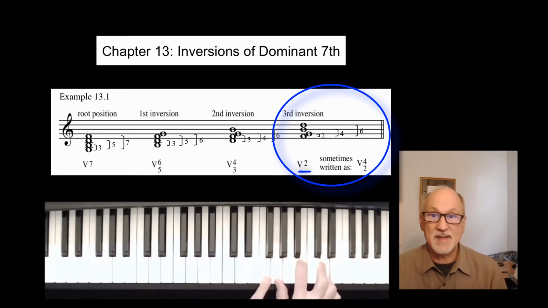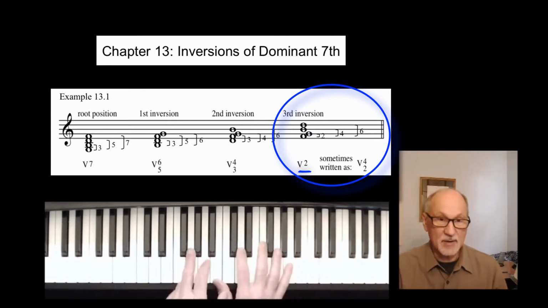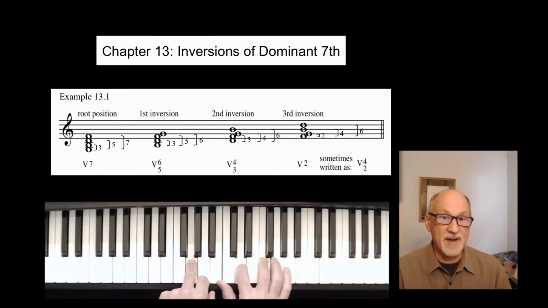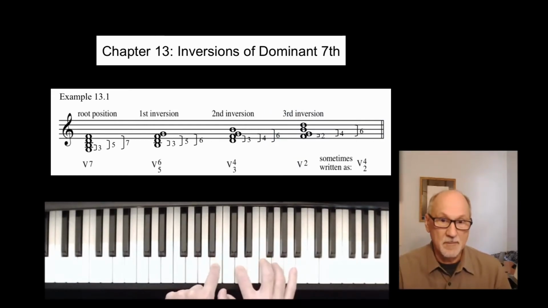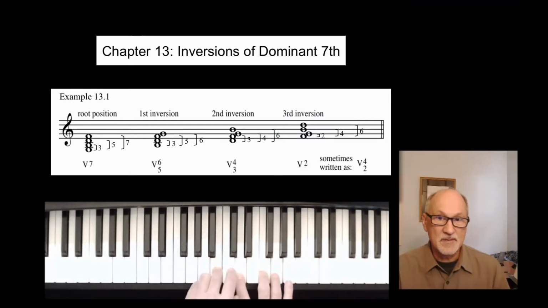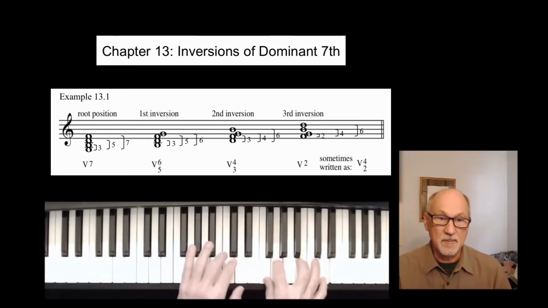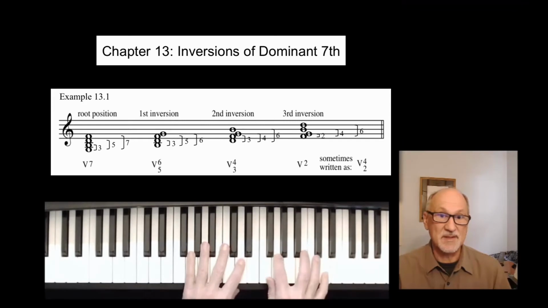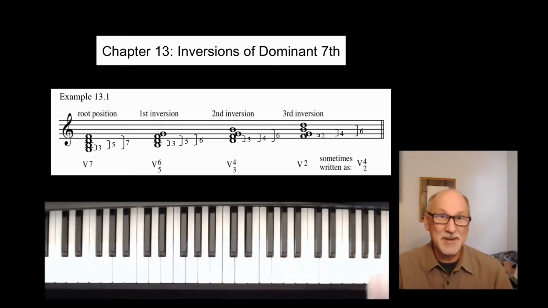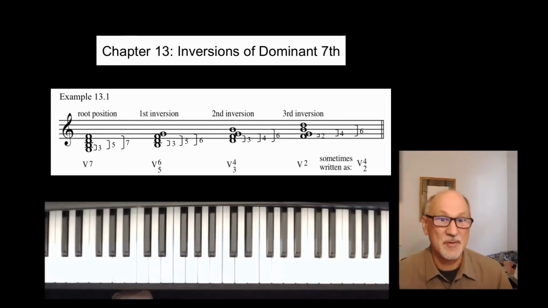So you've got to memorize that set of inversions. It's actually not that hard to do. Root position 5, 7, first inversion 6, 5, second inversion 4, 3, third inversion 2. So a lot of people just remember 7, 6, 5, 4, 3, 2, blast off, or whatever. You're just counting backwards from 7, and you're getting the inversion symbols. Those are the inversion symbols for the different inversions of the seventh chord.